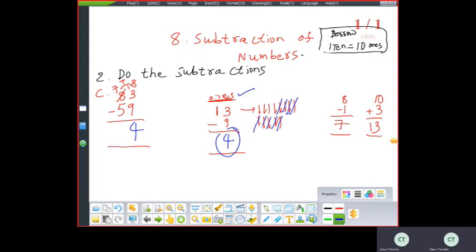Now subtraction on 10. From tens place, the digits are 7 minus 5, 2. This answer 2 write in tens place. 2, 4, 24. 83 minus 59 is equal to 24. This is the question C.